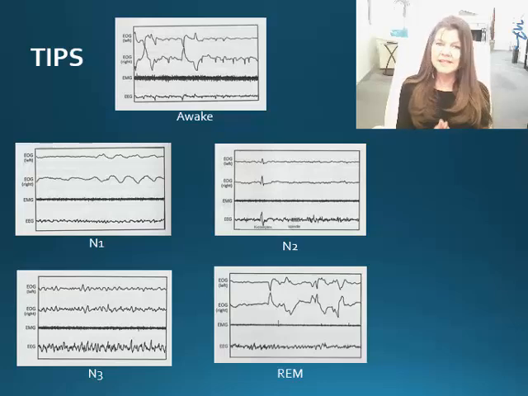So let's check out these stages on the polysomnography. Note your eye movements when you are awake. It is very active as you observe the world around you. Note the EMG when you are awake. There is high muscle tension in the chin, the jaw, the neck area.